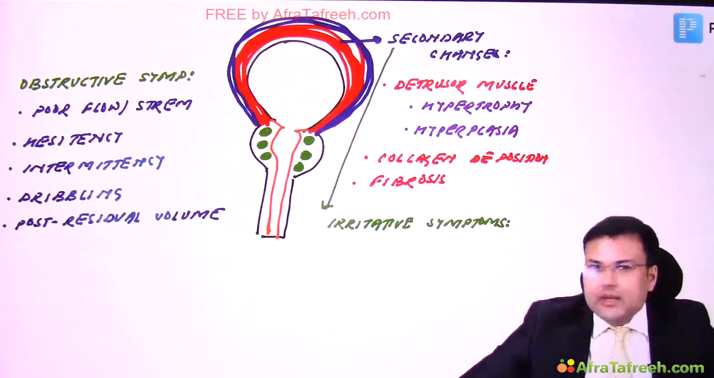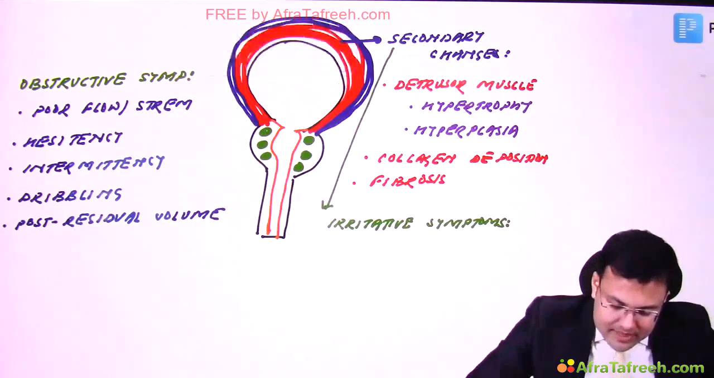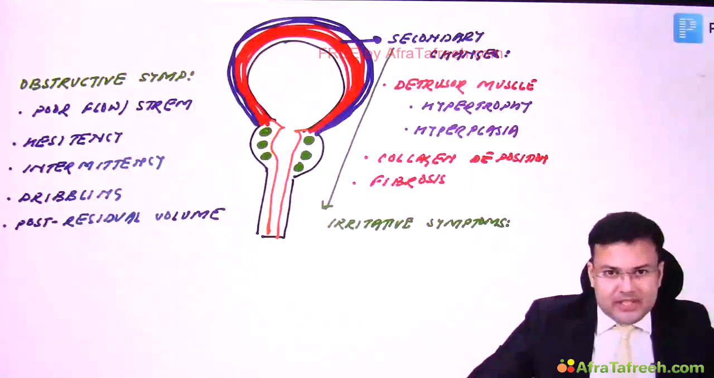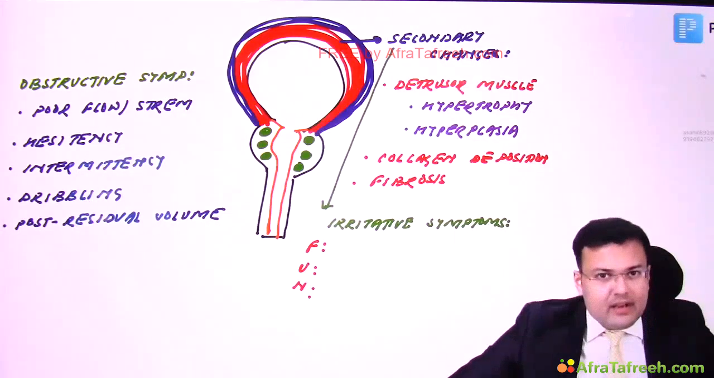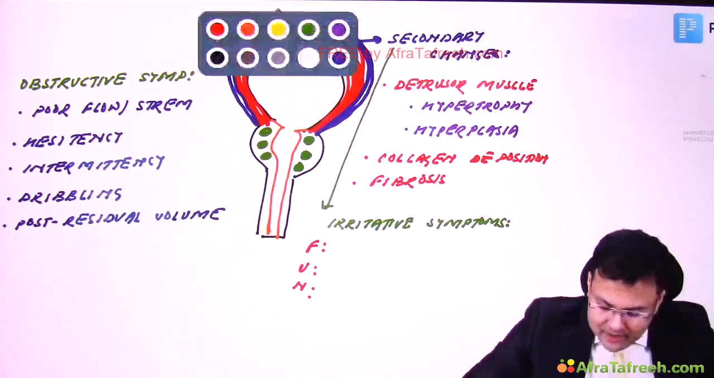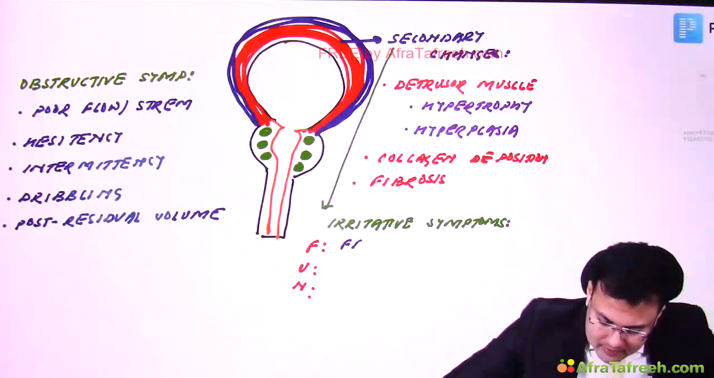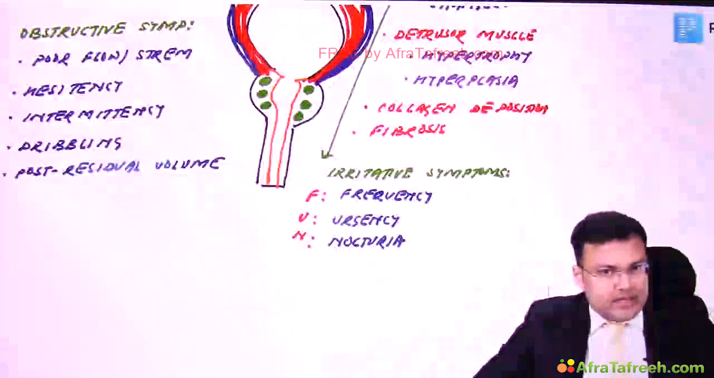You can easily remember them by the mnemonic FUN. If the patient is having irritative symptoms, the patient is having FUN. Clear? So F means frequency, U is urgency, and N is nocturia. Clear? So obstructive symptoms and irritative symptoms.